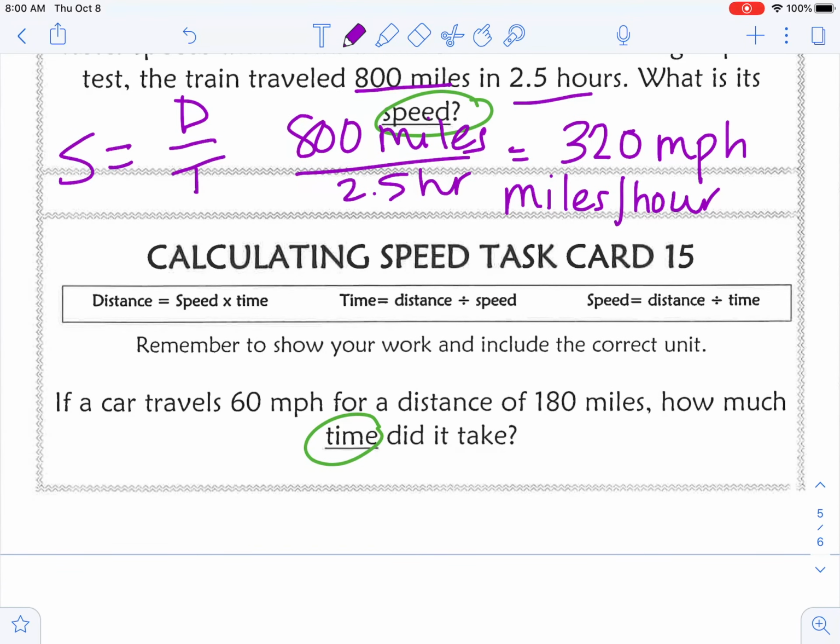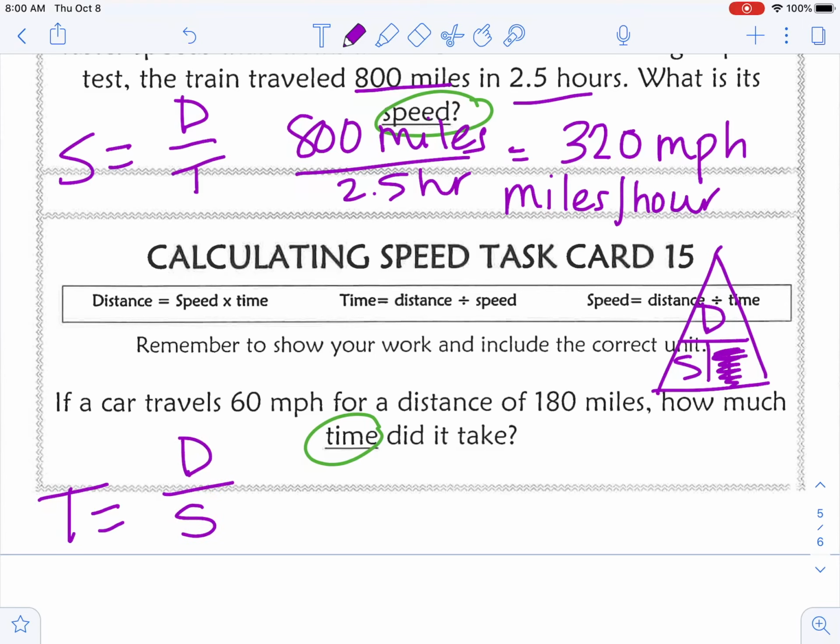If a car travels 60 miles per hour for a distance of 180 miles, how much time did it take? Alrighty, let's do our distance, speed, time triangle, and we are finding time. So I see my formula right there. Time equals distance divided by speed. Now I just need to plug in my numbers. I'm looking for my distance, which is 180 miles. I'm looking for my speed, which is 60 miles per hour.